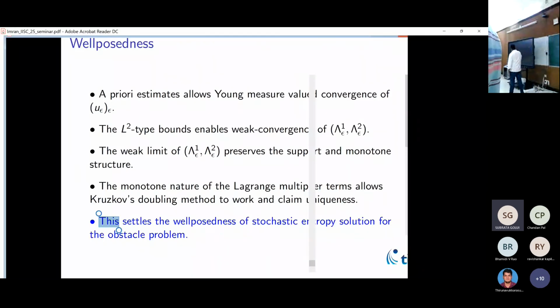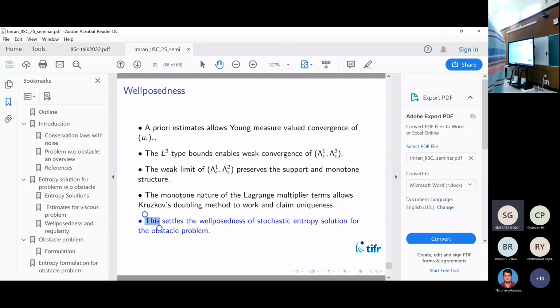Young measure includes Dirac measures and all that? No, you see, Young measure is basically a parameterized family of probability measures. So yes, it does include. It could be any probability measure for that matter. It's just a parameterized family of probability measures.